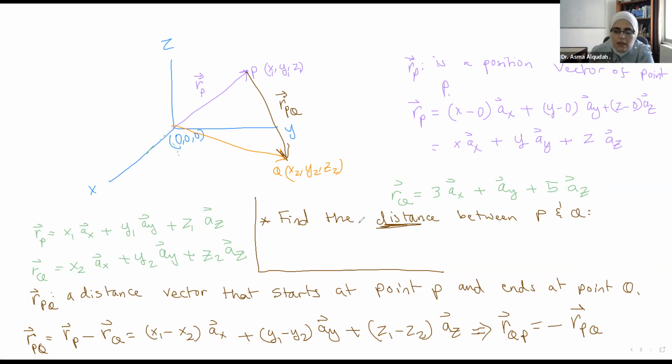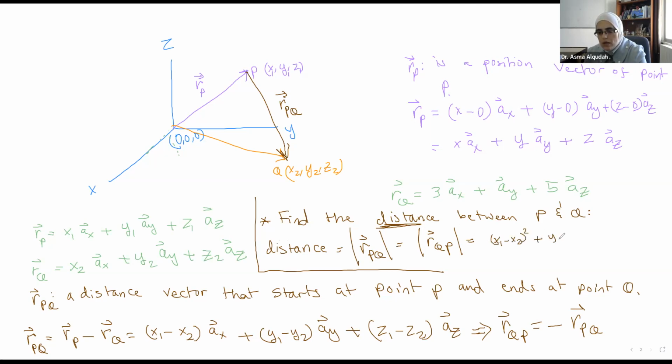So the distance between P and Q is equal to the magnitude of R sub PQ, which is equal to the magnitude of R sub QP, which is equal to the square root of x1 minus x2 squared plus y1 minus y2 squared plus z1 minus z2 squared. This is how we find the distance.